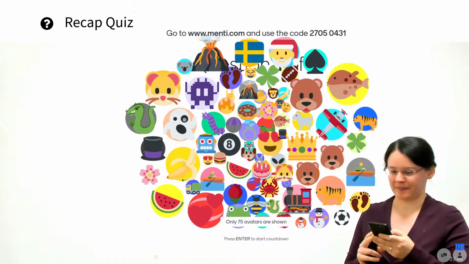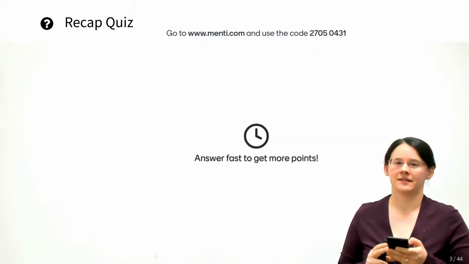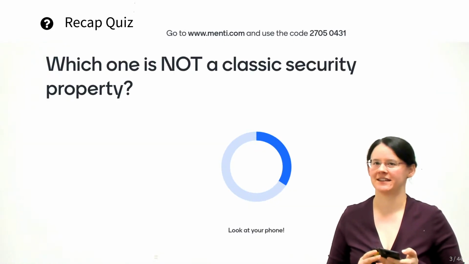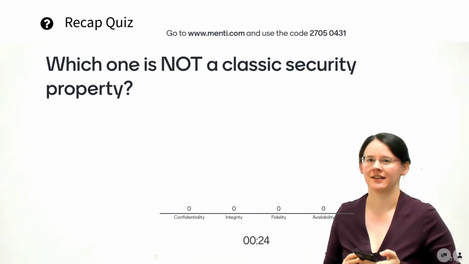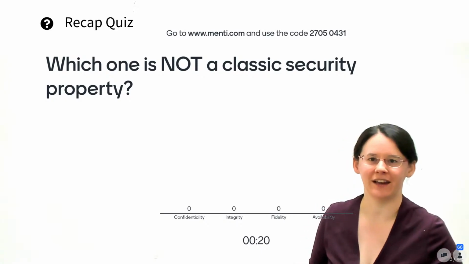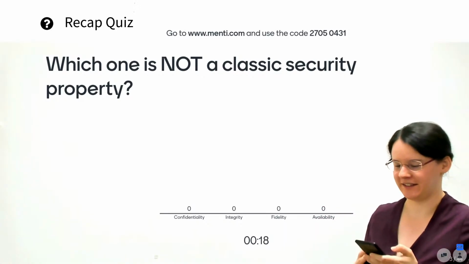So let's see. If you answer fast, you get slightly more points. Which one of these is not a classical security property? A, confidentiality, B, integrity, C, fidelity, or D, authenticity?